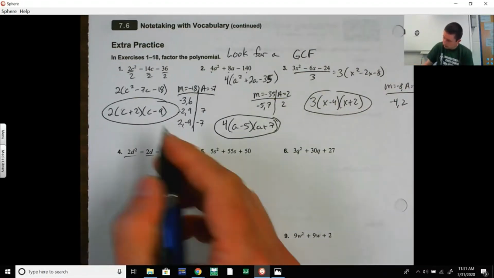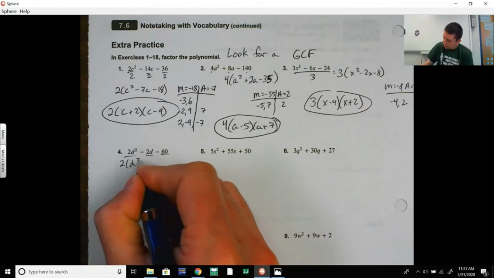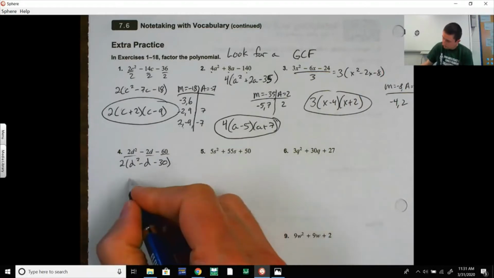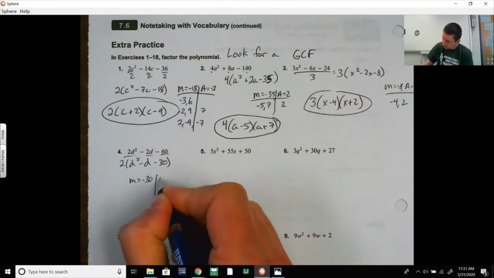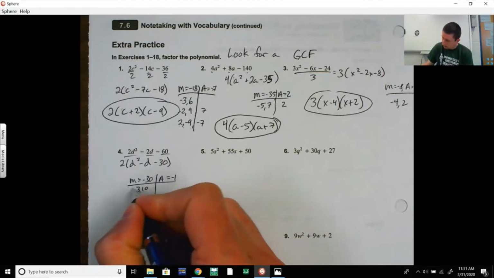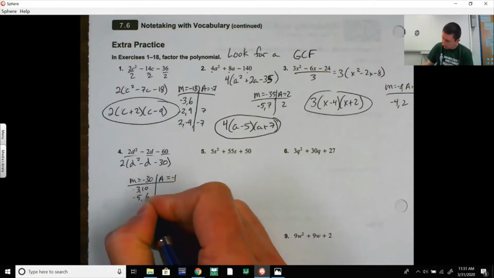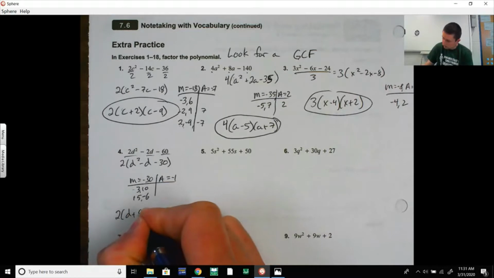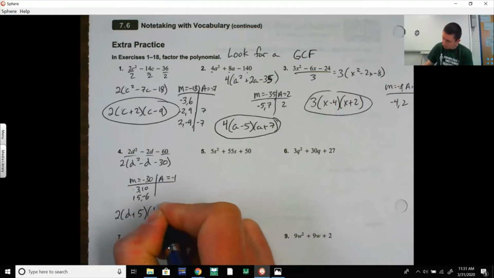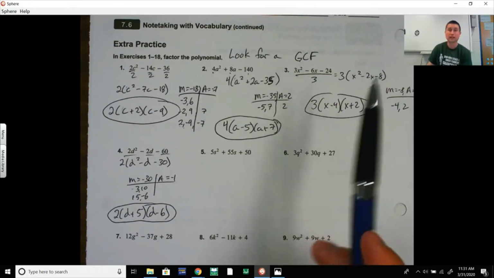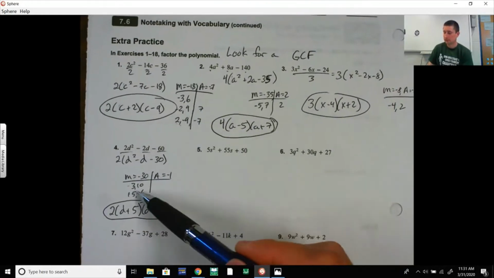Divide all by 2. 2, and we have d squared minus 1d minus 30. So it multiplies to negative 30, and what adds to negative 1? That would be, so 30, that's 3 and a 10, a negative 5 and a 6, positive 5 and negative 6. So 2 times d plus 5 times d minus 6. You going okay? Just be patient. The hardest part sometimes is if we don't know our times tables very well, finding the numbers that go here.